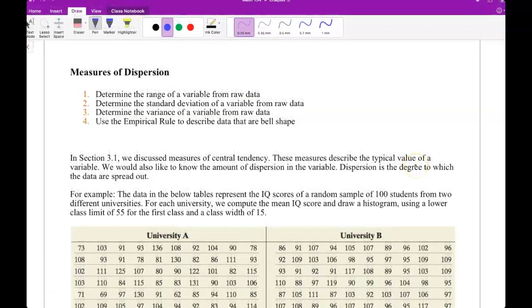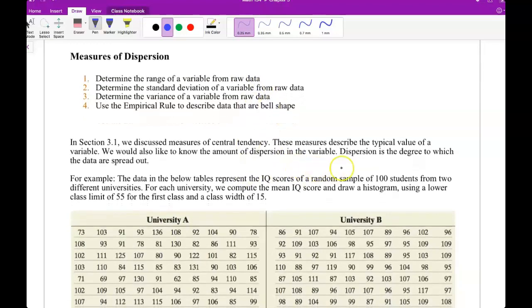Hello everyone, in this part we have measures of dispersion. In the previous part we worked on measures of central tendency, and here we have dispersion, and that is the degree to which the data are spread out.